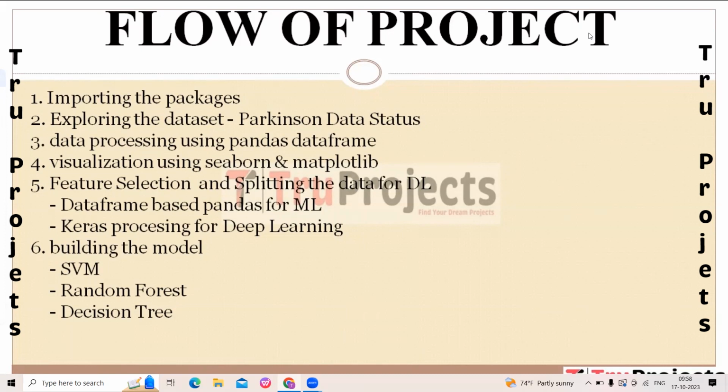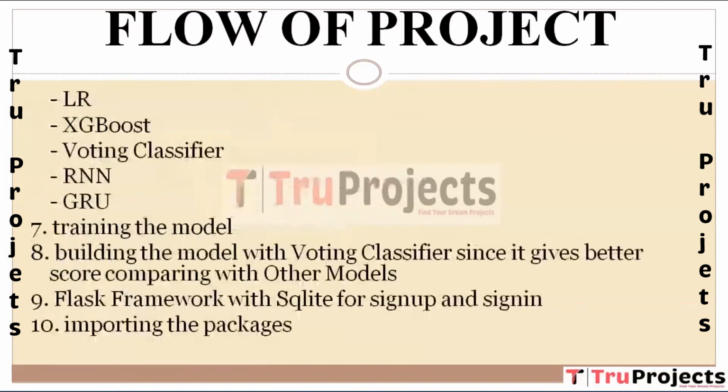Then next we have building the model. Developing machine learning models using various algorithms: support vector machine, random forest, decision tree, logistic regression, XGBoost, voting classifier, recurrent neural network, gated recurrent unit. Then we have training the models. In this we have to fit the models to the training data, allowing them to learn underlying patterns and relationships. Then we have building the model with voting classifier, since it gives better score compared with other models.